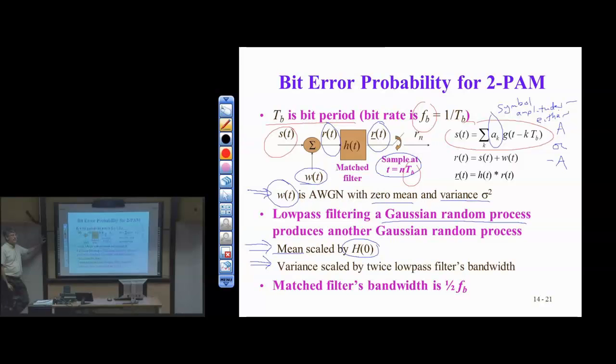Go ahead. Why wouldn't you want to sample at twice the bit rate? Oh, you can oversample. That's a whole different topic. We'll get to it.